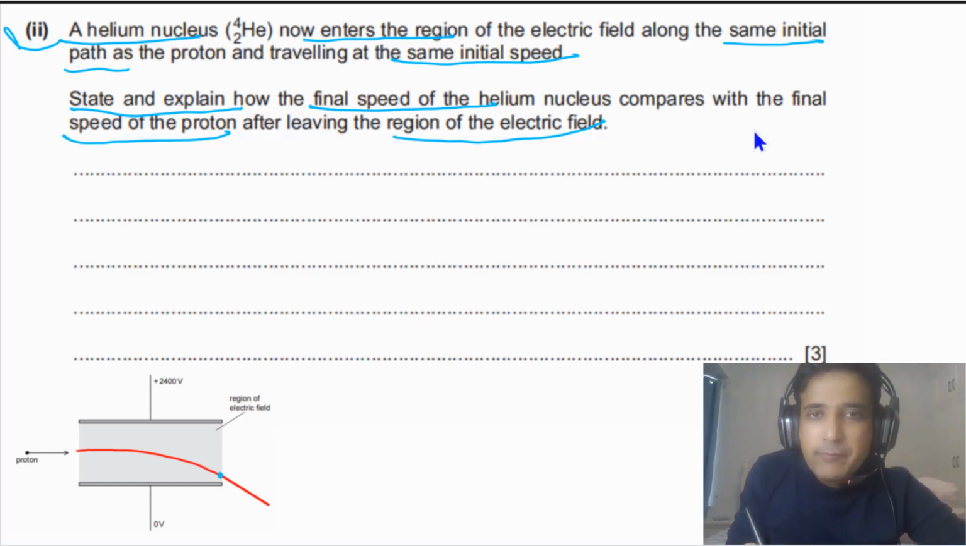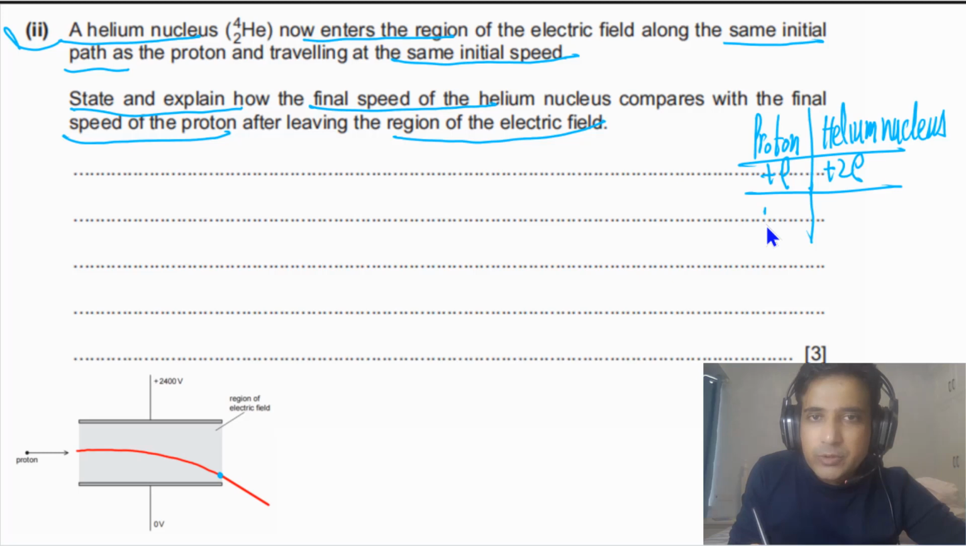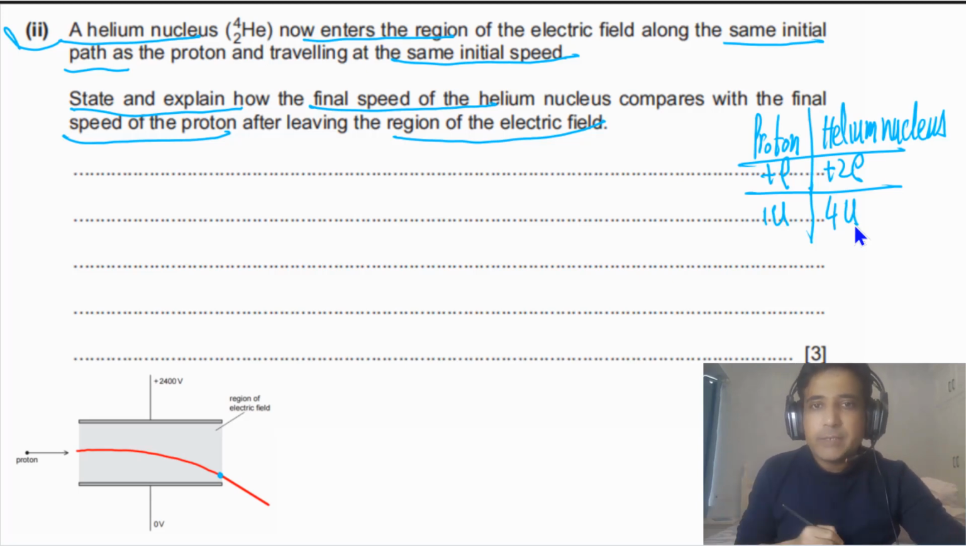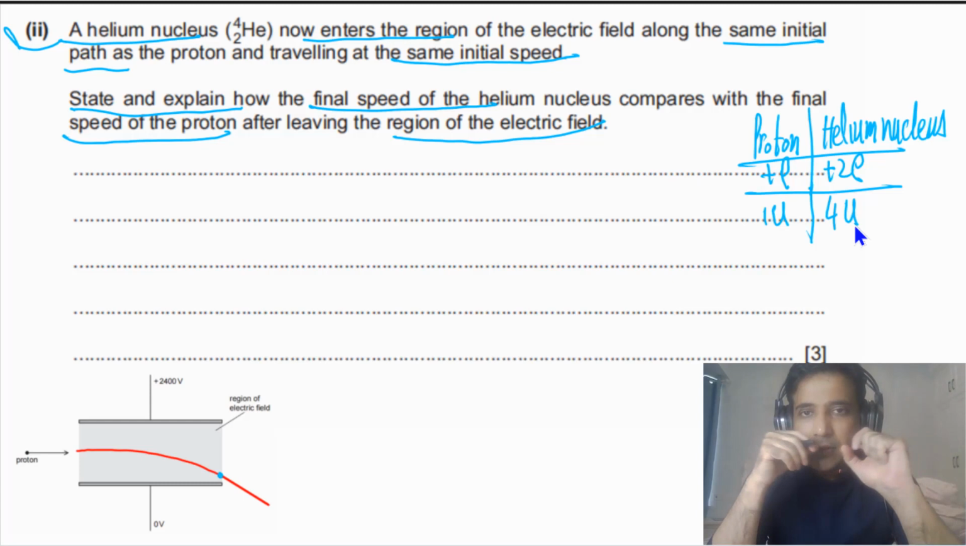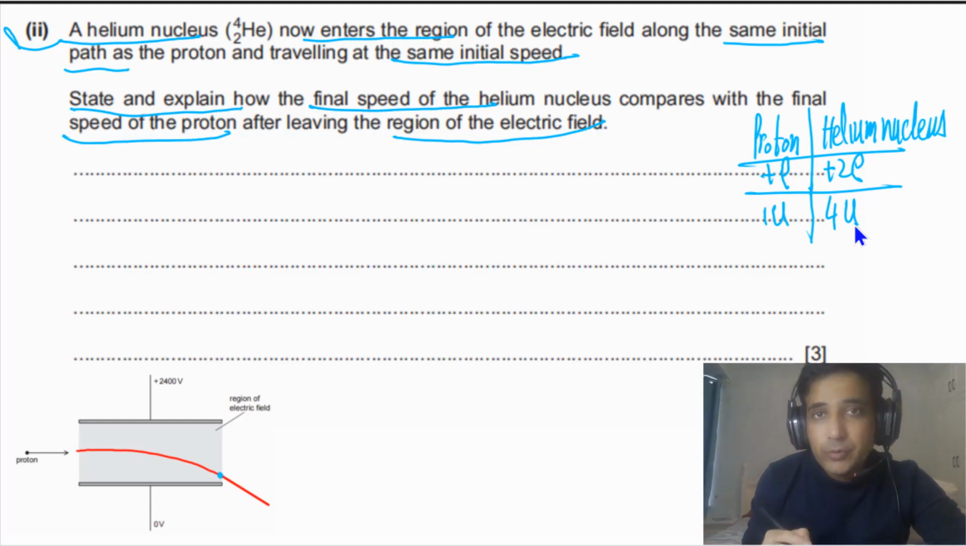So we have two particles now. One particle is a proton and the other particle is a helium nucleus. First of all, we can compare these two. The proton has charge plus e and the helium nucleus has charge plus 2e. The mass of the proton is equal to 1 u and the mass of the helium nucleus is equal to 4 u, where u is the atomic mass unit. So the mass of the helium nucleus is 4 times greater than the mass of the proton, and the charge on the helium nucleus is 2 times greater than the charge on the proton. And we need to compare their final speeds.